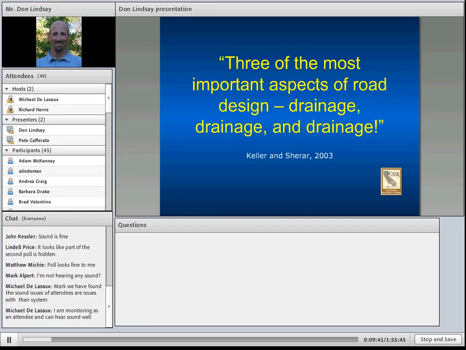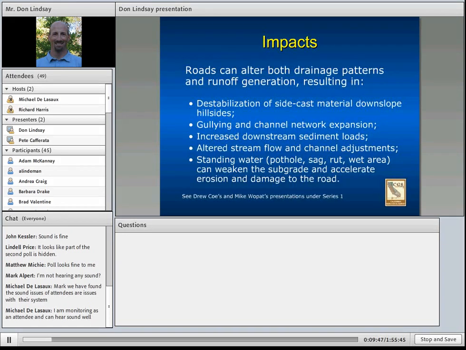So why is road drainage so important? If road drainage is not adequately addressed, there can be adverse effects, including destabilizing sidecast material in hillsides downslope, gullying and channel network expansion, increased downstream sediment loads, altered stream flow and channel adjustments, and accelerated erosion and damage to the road. Let's take a look at examples of impacts that are caused by poor road drainage.